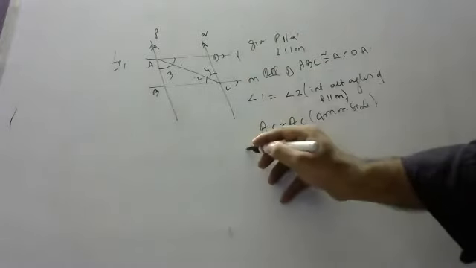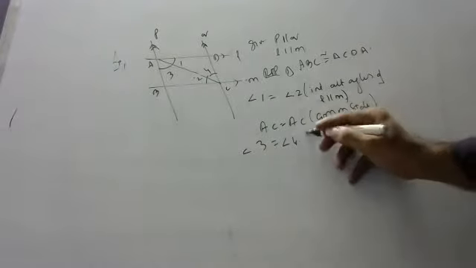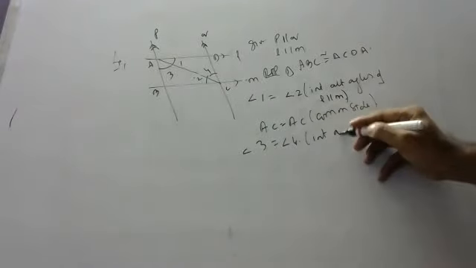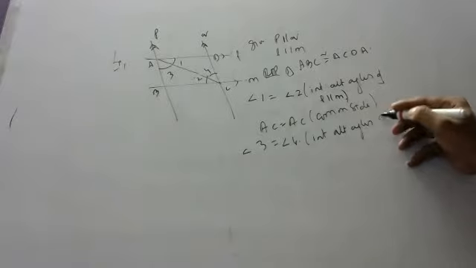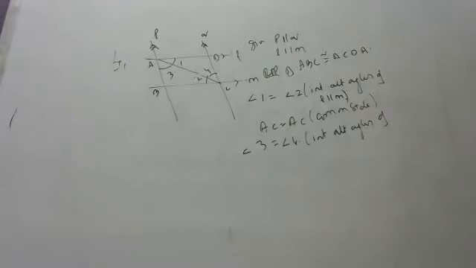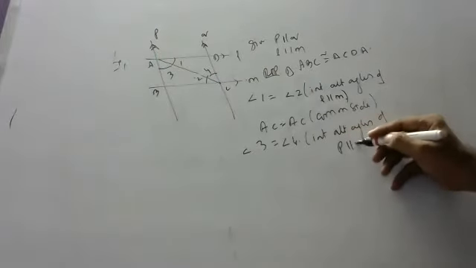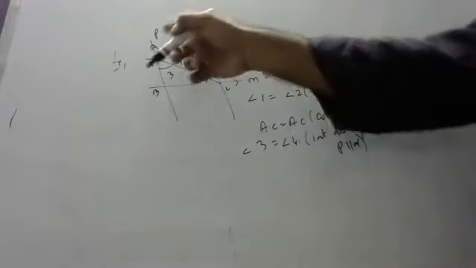Angle 3 is equal to angle 4. Why, children? Interior alternate angles. Of which parallel lines? 3 is equal to 4, of P parallel to Q.